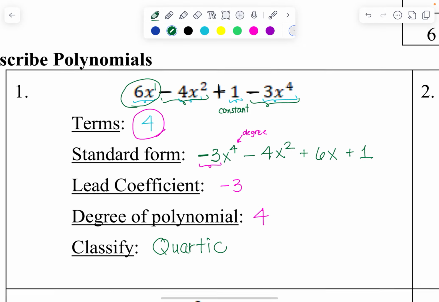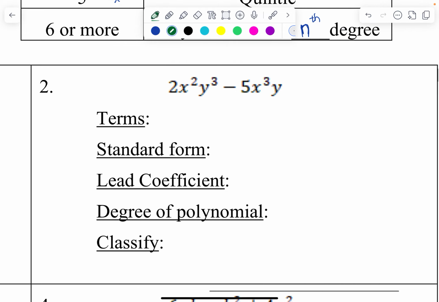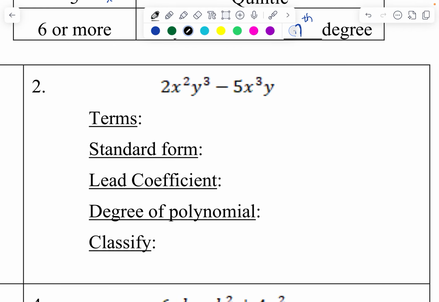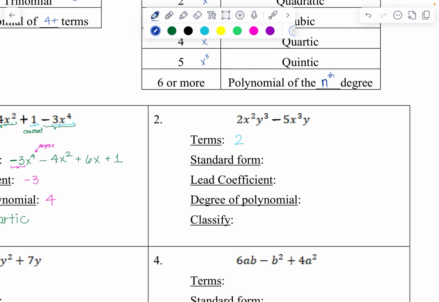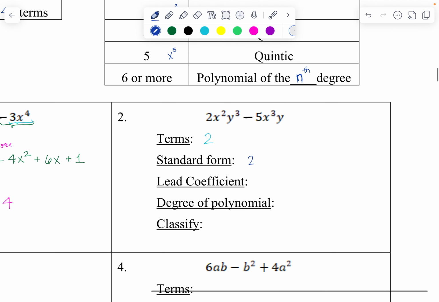Okay, let's go ahead and do number 2. I'm going to fly right through this. There are 2 terms. It's separated by a subtraction sign. So we've got 2 terms. Standard form to this guy is as follows. Oh, it's the same. 2x squared y cubed, minus 5x cubed times y.